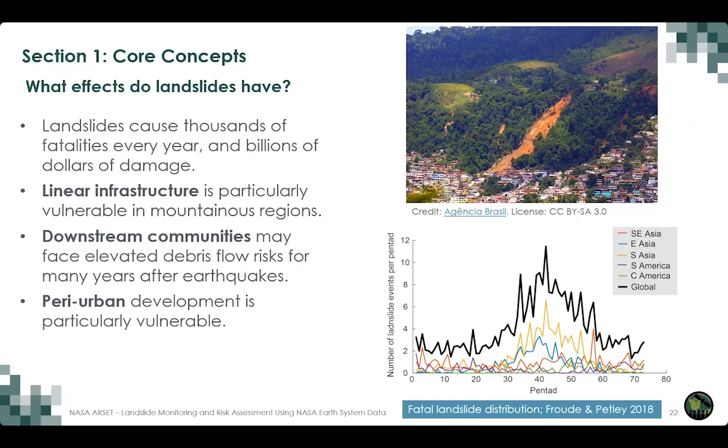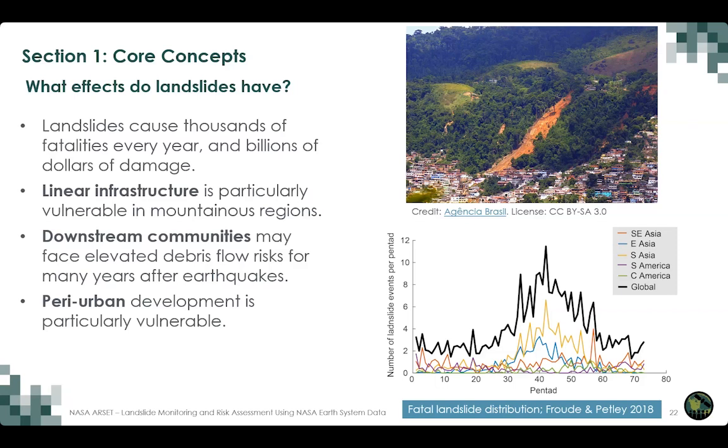Linear infrastructure is particularly vulnerable in mountainous regions as well. That includes things like pipelines, roads, and power lines. And that's because whilst individual segments of those linear infrastructure elements may be unlikely to be impacted by a landslide, over long distances, a single landslide can still cut those linear sections. As a result, the connectivity between the points at either end of those sections may be reduced or impacted. So again, these long linear elements are something we really have to pay attention to when it comes to landslides.